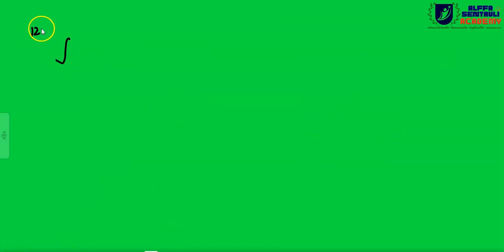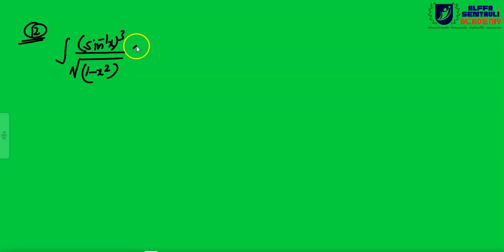Question number 12. Okay, I'll tell you, beta. First of all, let us write the question. Sin inverse x whole cube divided by 1 minus x square into dx, right? So we have to take sin inverse x as t. So sin inverse x must be equal to t, right?